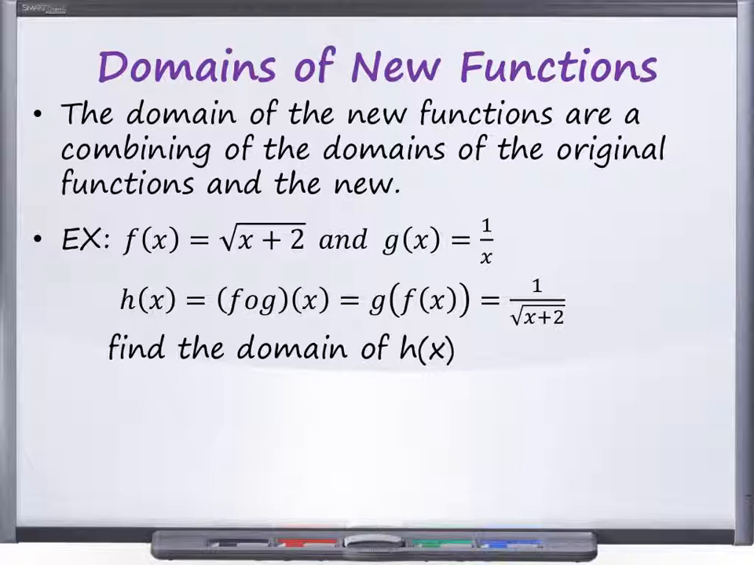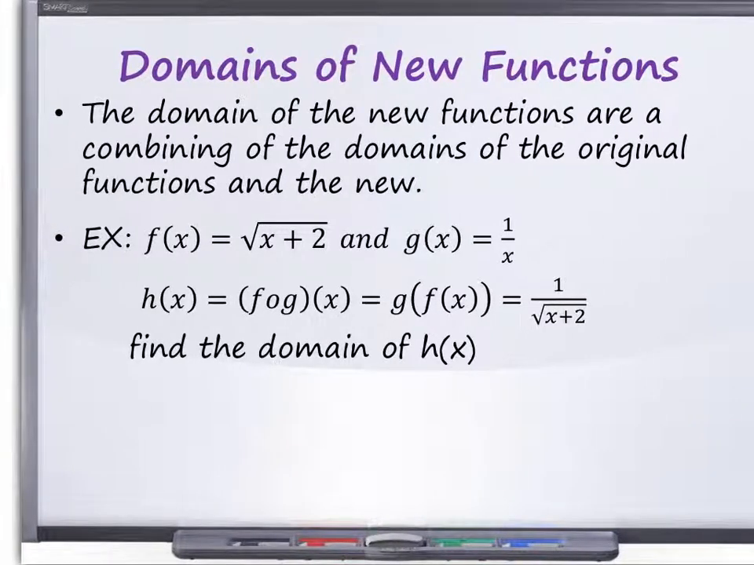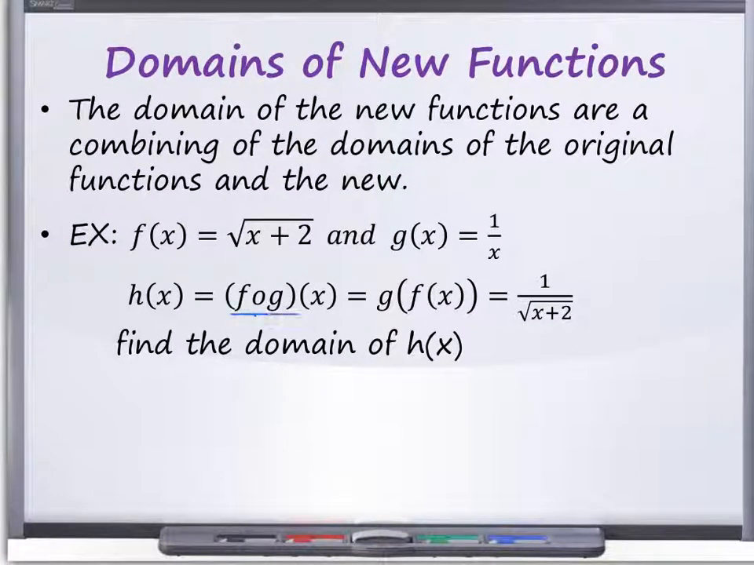Okay, domains of a function. We take the domain of f, the domain of g, and the domain of the combined function, and we put them together to find the domain of the new function. If you notice, f of g of x is written backwards here, so I'm going to write it correctly. It's supposed to be f of g of x. This, on the other hand, is g of f of x. So I'm going to do both of them to show you what I'm talking about.